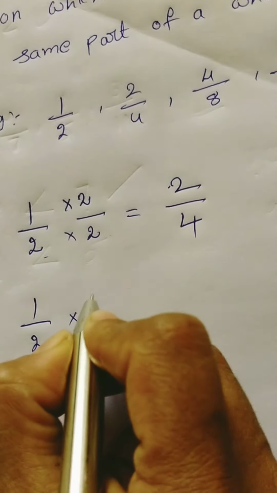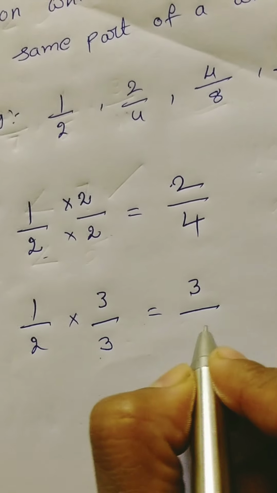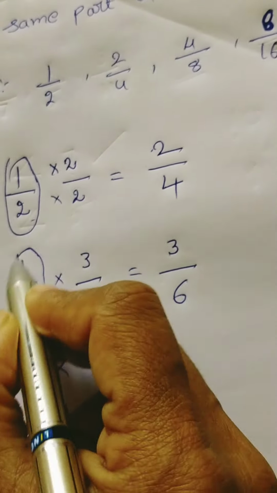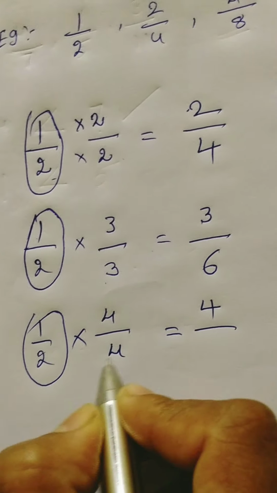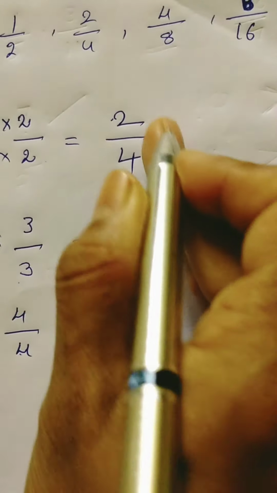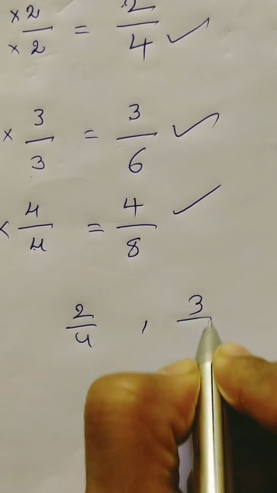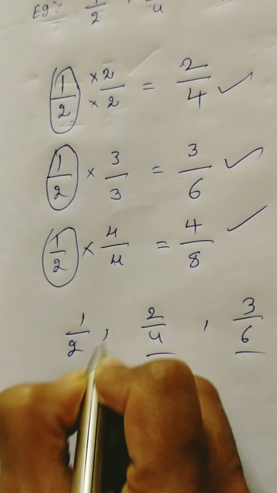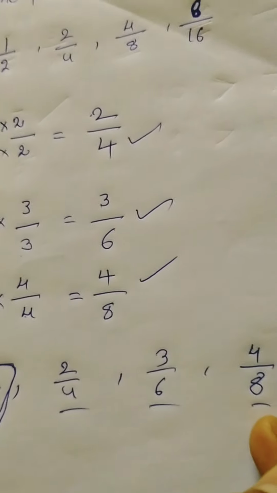Next, this 1 by 2 is again multiplied by 3 by 3: 3 1s are 3, 3 2s are 6. And again, the same fraction 1 by 2, multiplied by 4 by 4: 1 4s are 4, 2 4s are 8. That means the fractions we get are 2 by 4, 3 by 6 and 4 by 8. These are called equivalent fractions of 1 by 2.